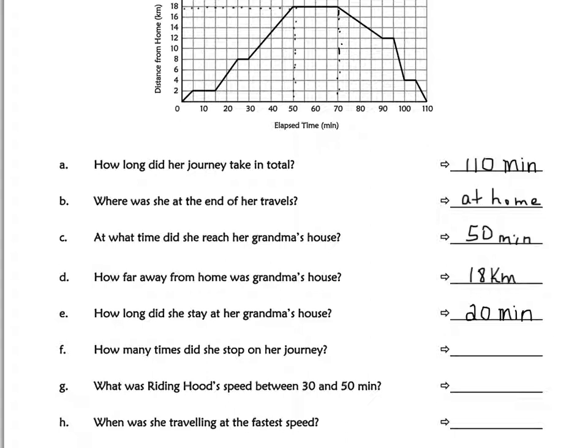How many times did she stop on her journey? And again, horizontal line segments would indicate stops because the distance isn't changing as time moves on. So that's one. There's one here, one here, one here, and one here, so a total of 5.